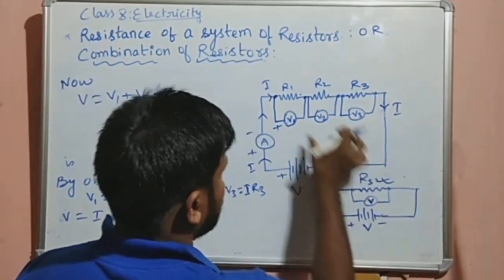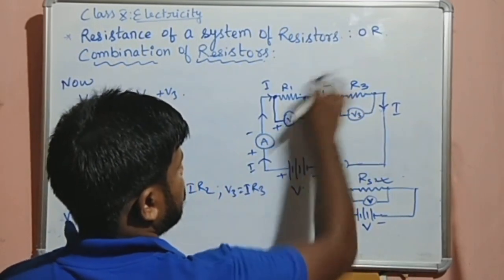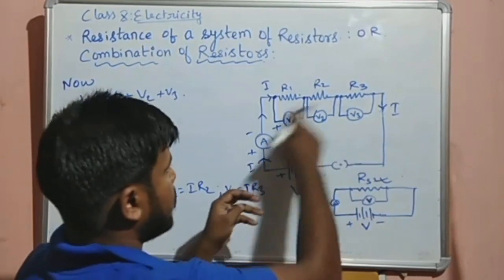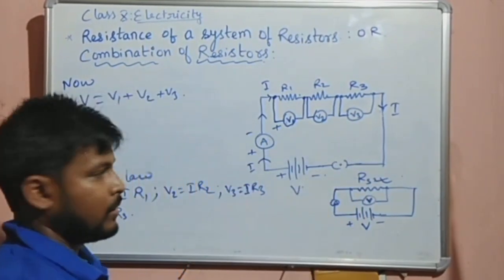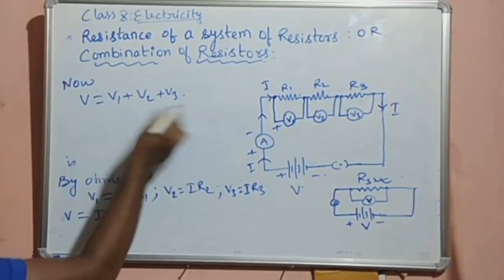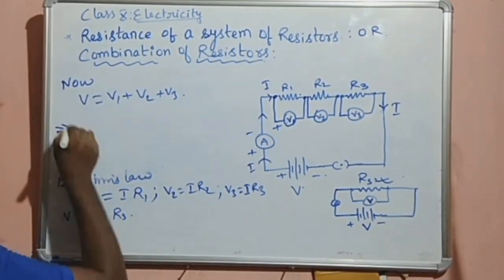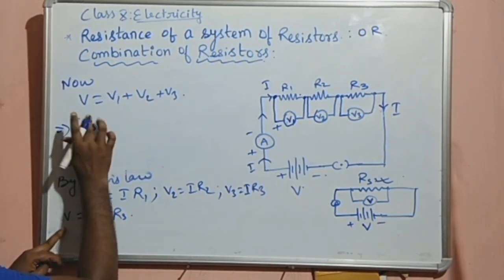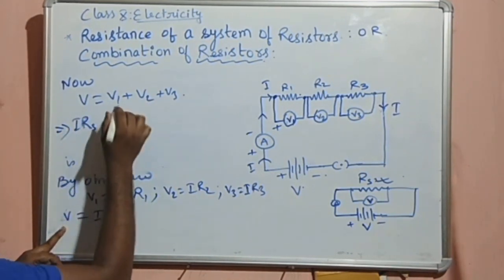V should be equal to how much? The V amount of potential is distributed among the three, right? That's why the sum of the potentials will be equal to the potential given by the battery. Similarly, V is equal to V1 plus V2 plus V3. So you put these values. V is equal to I RS, which is equal to V1.